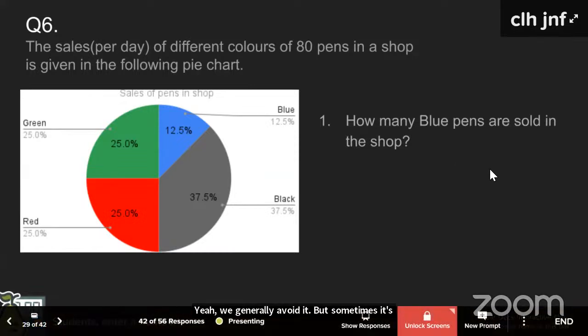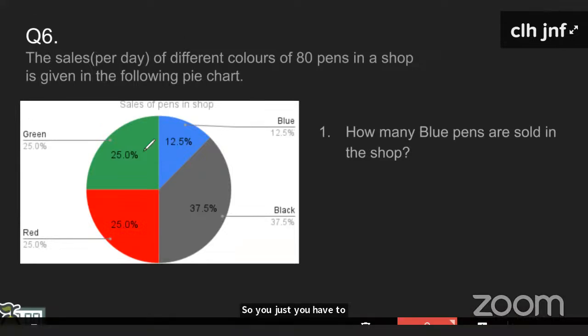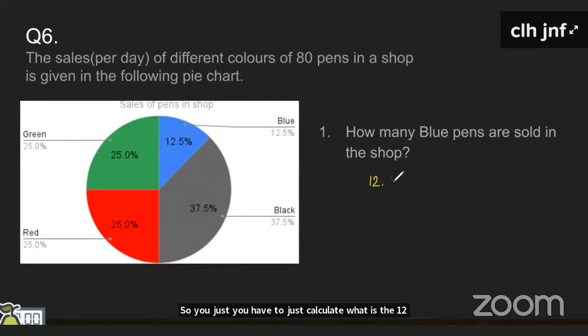How many blue pens are sold in the shop? You have the total number of pens, and you also know the number of blue pens is 12.5% of the 80. So you just have to calculate 12.5 percent of 80. And another way, you can go with the frequency formula. If the quantity is given in percentage format, you can have relative frequency, right?